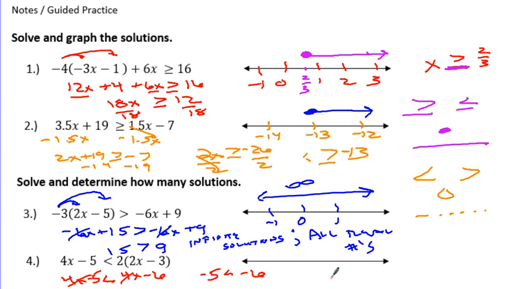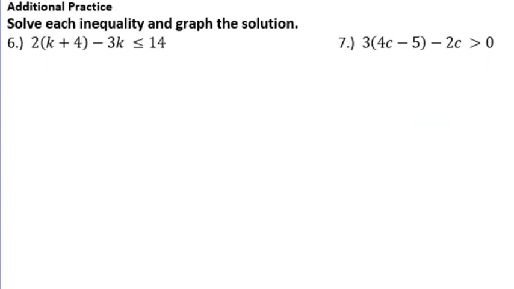So because this is not a true statement, that means that there is no solution to this inequality. There is no number that actually makes this left side less than the right side. So it's impossible to solve, meaning that there is no solution to this particular inequality. Okay, so you got two, graph them, see how you do, pause it, go.